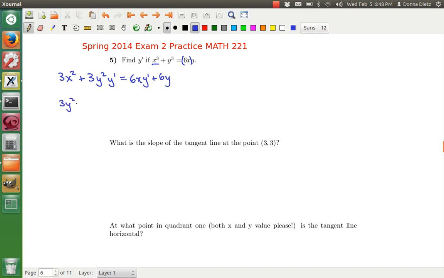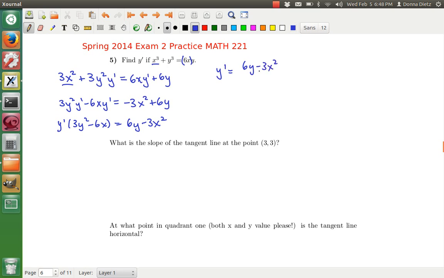3y squared y prime minus 6xy prime. And let's not forget we left this poor little 3x squared stranded, so bring him over. Okay, so far so good. Then I want to collect up the y primes. Okay, now I want to say y prime is equal to stuff over stuff.